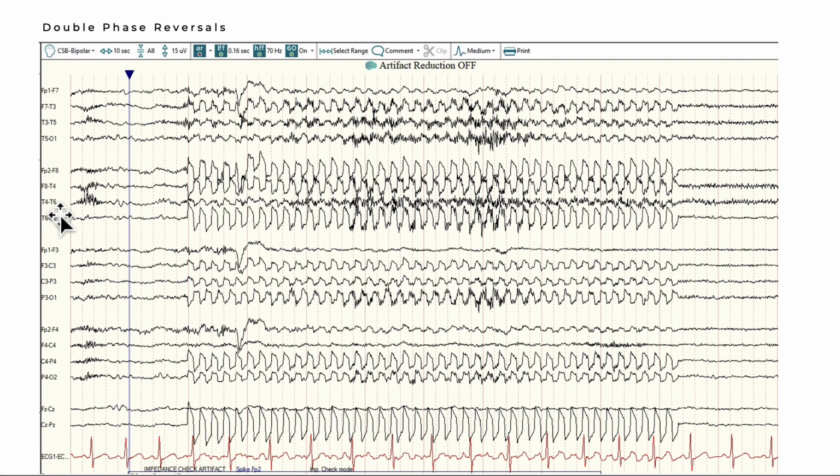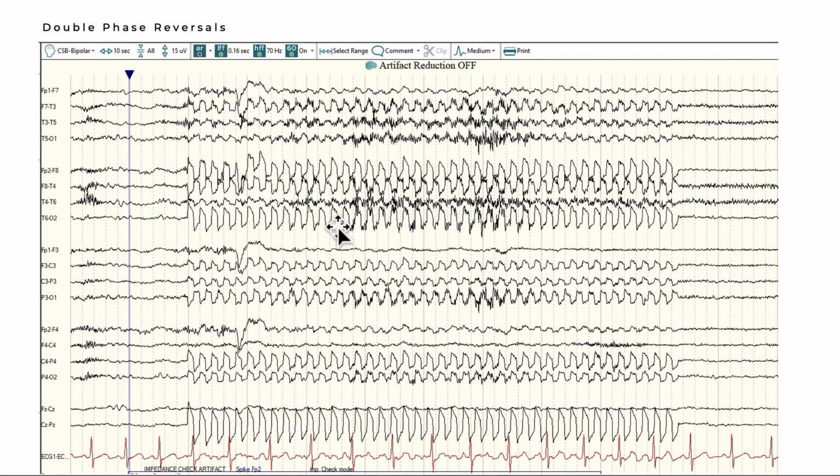So this has a couple of features that give it away as artifact, and this is an impedance check artifact. That's the first feature. It says that right below there, and that should always be labeled, by the way. But also, you really don't have a typical field, where you have a positive here, then negative. And it doesn't really make sense, like negative, negative, positive. This is more of a double phase reversal. Double phase reversals are a little less reliable than triple phase reversals, but should still be a clue to really question what you're looking at.